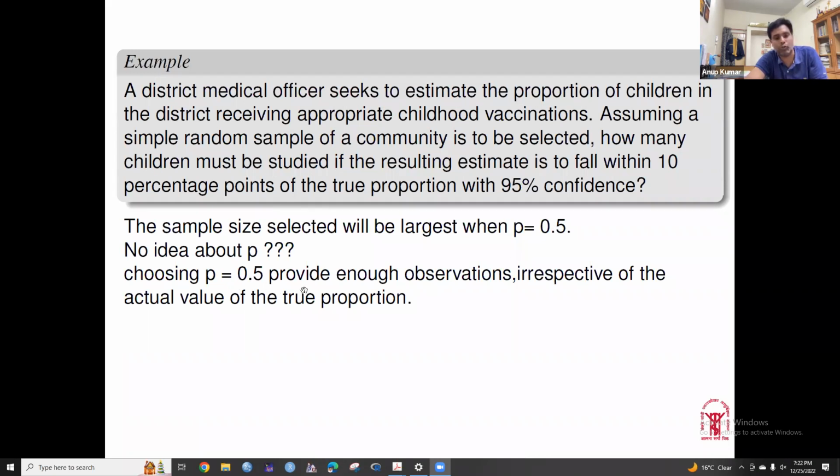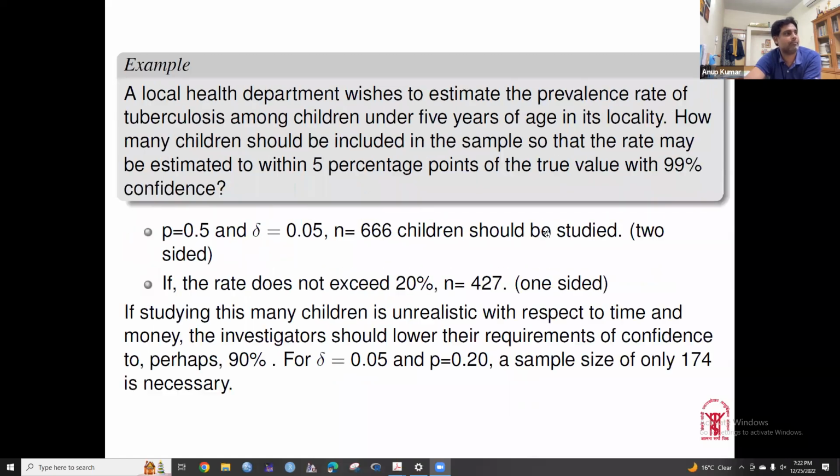When choosing p is equal to 0.5, it will provide enough observations irrespective of the actual value of the true proportion. Now we just simply substitute the value of 1.96. Delta is 0.10 because it is 10%, and p की value 0.5, and when we solve it, we are going to get 97. So we have to randomly select 97 kids from the community to estimate the proportion of children who are getting appropriate childhood vaccination.